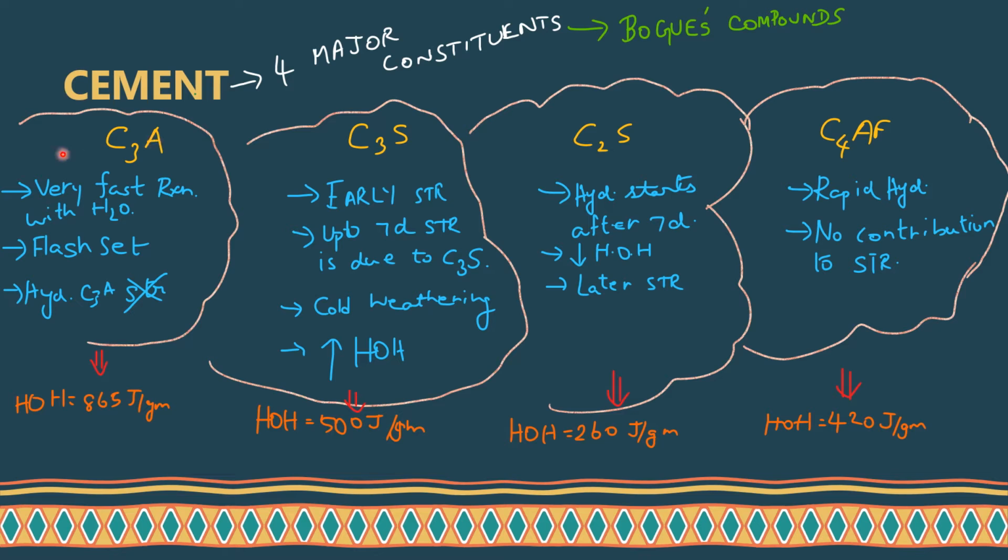The first one is tricalcium aluminate. It gives a very fast reaction when added with water. It is also known as flash set or quick set. Here, hydrated C3A does not contribute to strength. The heat of hydration for C3A is 865 joule per gram.